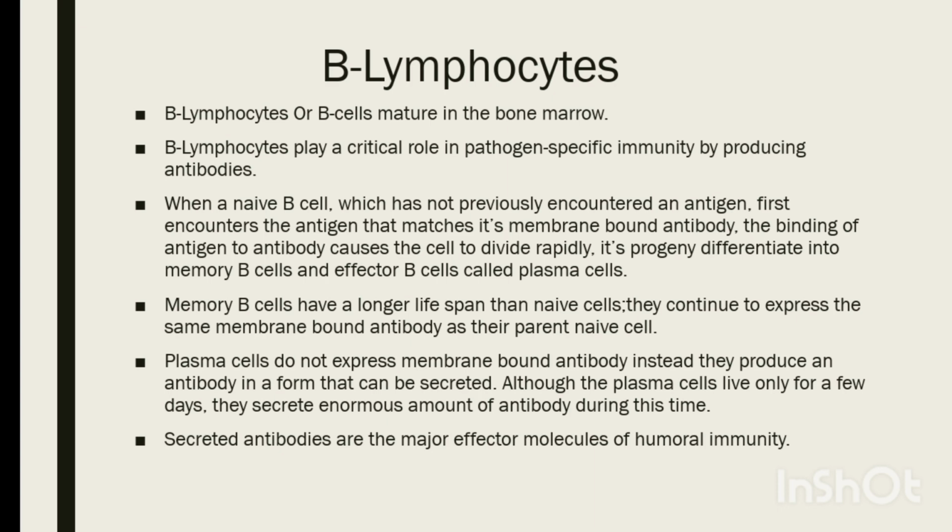So, memory B cells have longer lifespan and plasma cells have a short lifespan. But memory B cells will not produce antibodies like plasma cells. Now, the secreted antibodies are the major effector molecules of humoral immunity. Humoral immunity produces antigen-specific antibodies.